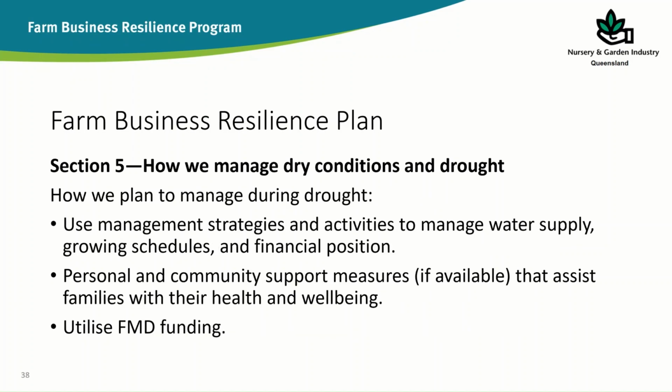During a drought event, you may plan to use various management strategies and activities to manage water supplies, adjust growing schedules to meet changing demand and production capabilities, and regularly review your financial position and adjust as required. You may also make use of personal and community support measures that assist families with their health and well-being, and use farm management deposits as an additional tool to manage the financial position of the business.